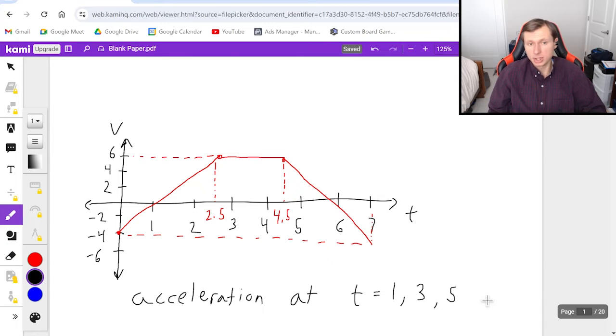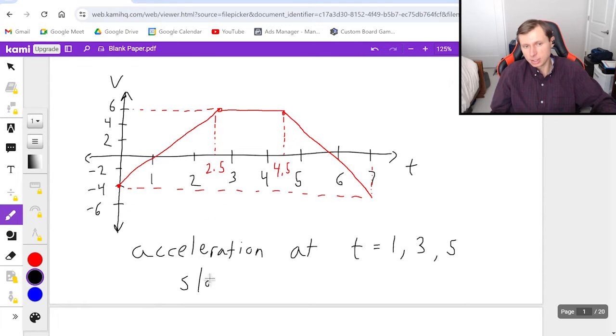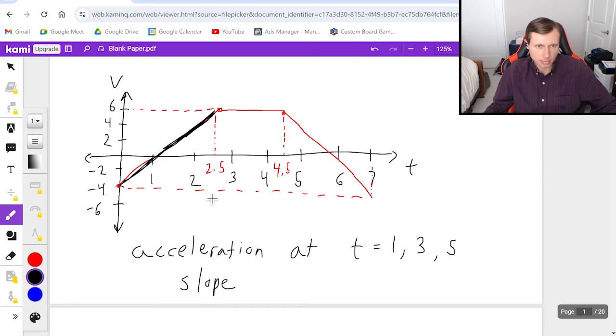So the first thing I want to tell you is if I give you a velocity graph and I want acceleration, I hope you know I gotta find the slope at each of these 3 points, 1, 3, and 5. So first, if I want to find the slope at 1, first thing I want to tell you is you're not going to find the slope at 1. You're finding the slope between 0 and 2.5. In other words, it's the slope of the whole black line.